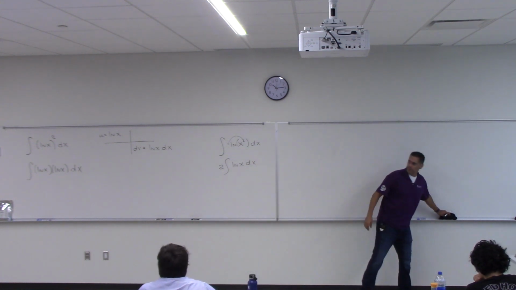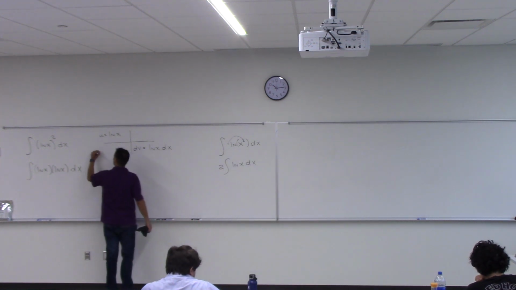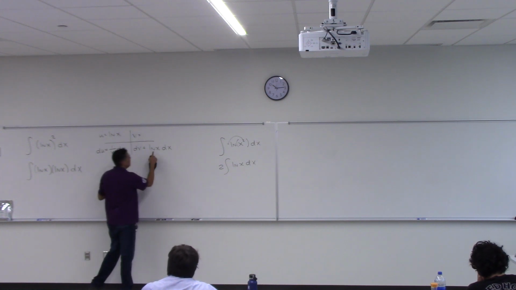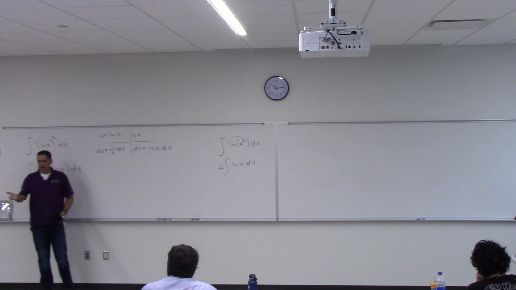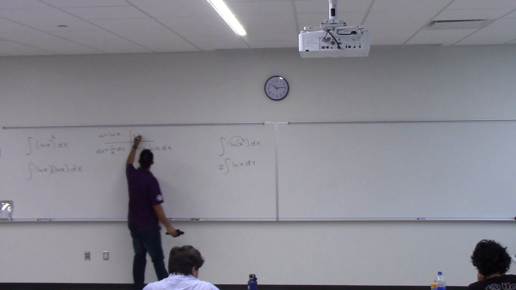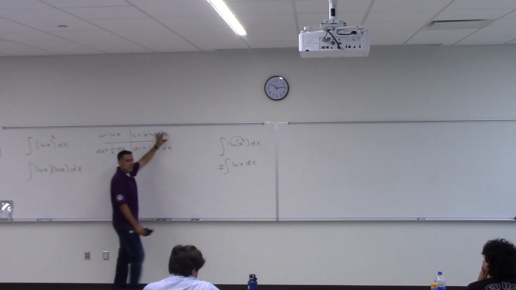What now? Fill out the table, right? So what's the derivative of u? 1 over x dx, and then the antiderivative of natural log x. I told you you could put that in your formula sheet, right? So we don't have to go through that again. This is x ln x minus x, right? That was what we had done already.